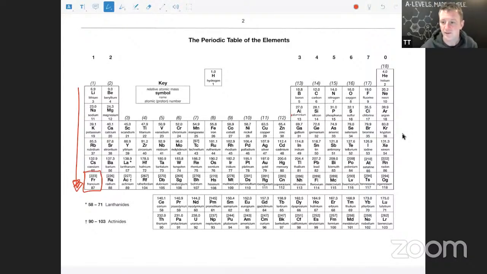So it's really, really important that you understand that link. If it's oxidized really easily, that means it's a really strong reducing agent. If it's reduced really easily, it's a really strong oxidizing agent. So think of it like that: taking electrons, giving electrons, it's all about atomic structure, ladies and gentlemen.